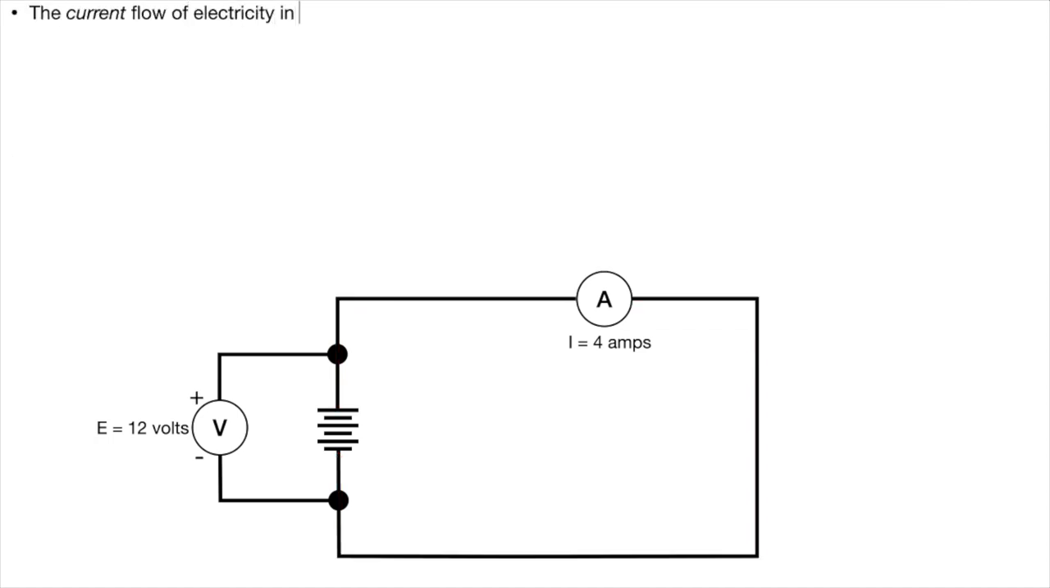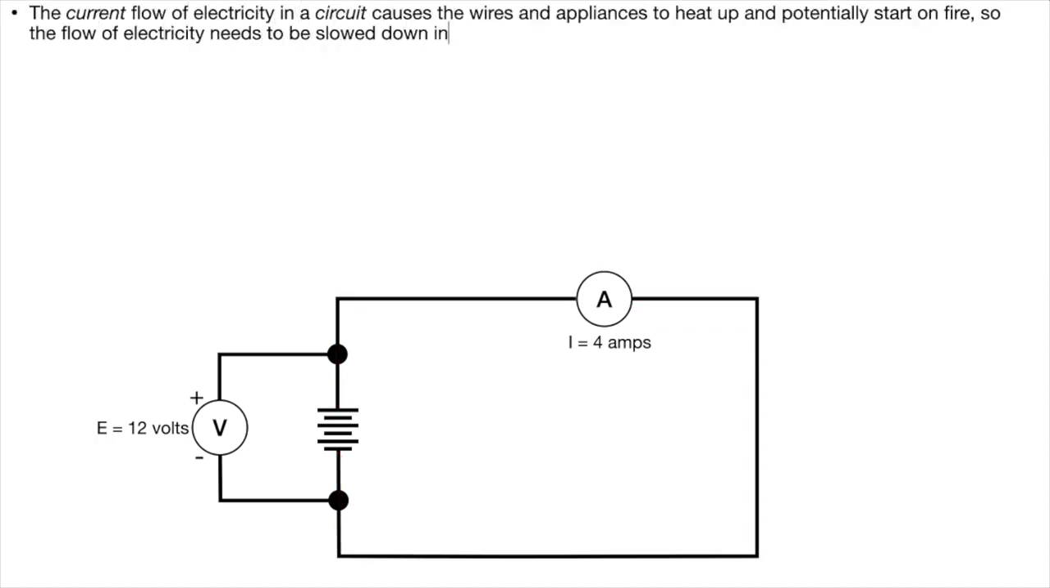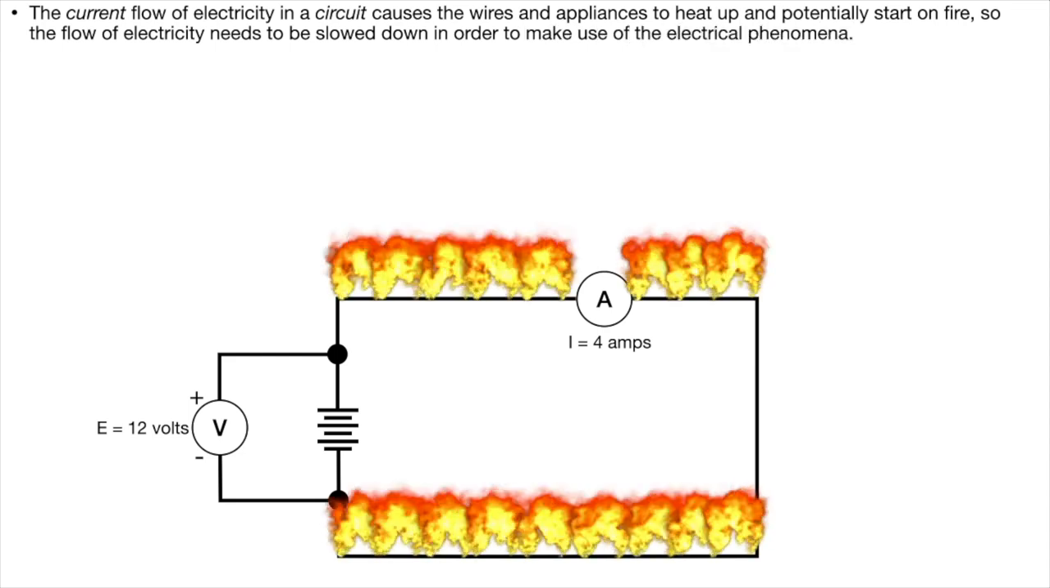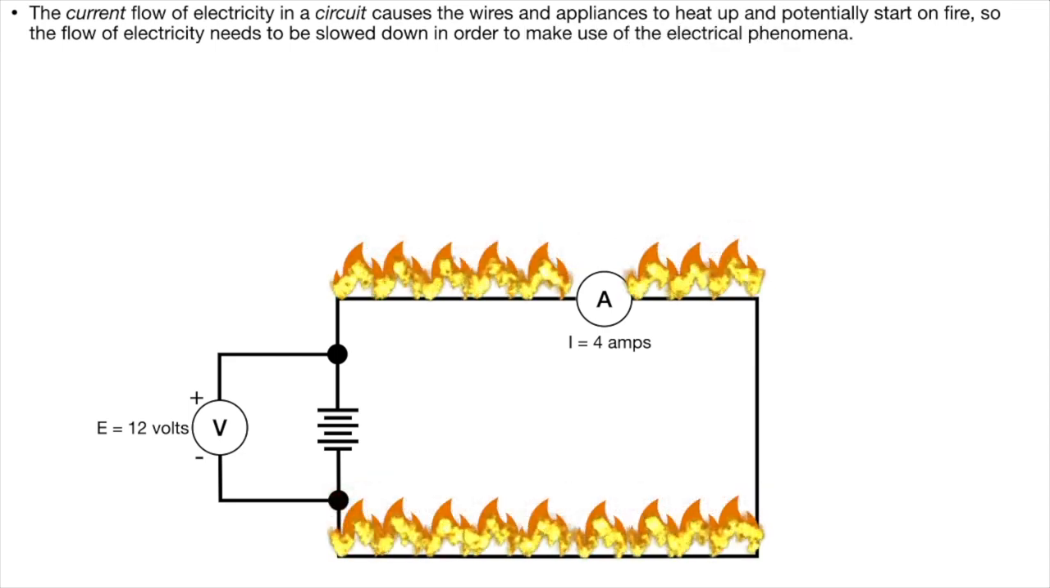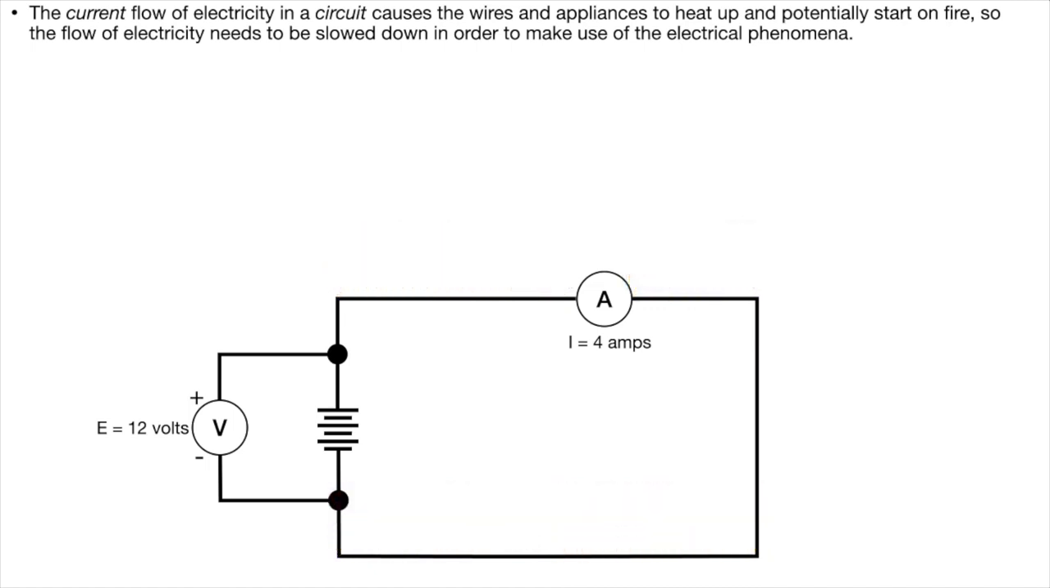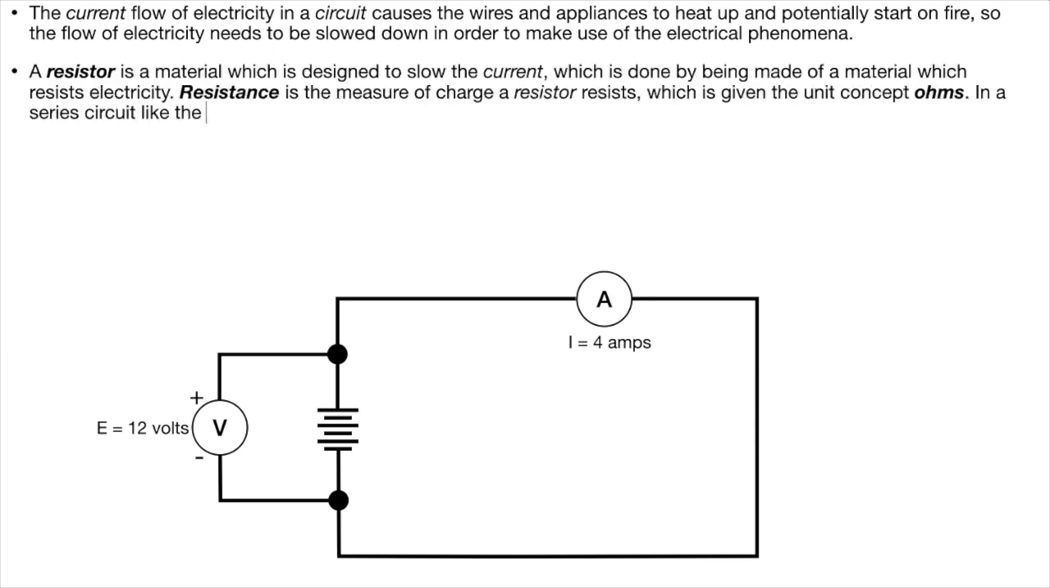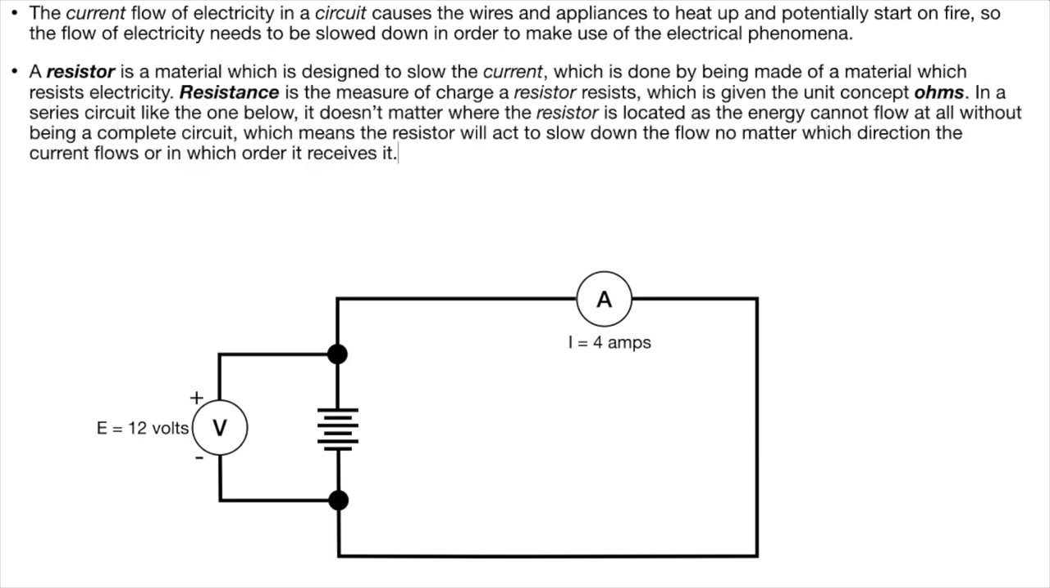The current flow of electricity in a circuit causes the wire and appliances to heat up and potentially start on fire. So the flow of electricity needs to be slowed down in order to make use of the electrical phenomena. A resistor is a component designed to slow the current, which is done by being made of a material which resists electricity. Resistance is the measure of how much a resistor resists the flow of charge, which is given the unit ohms.